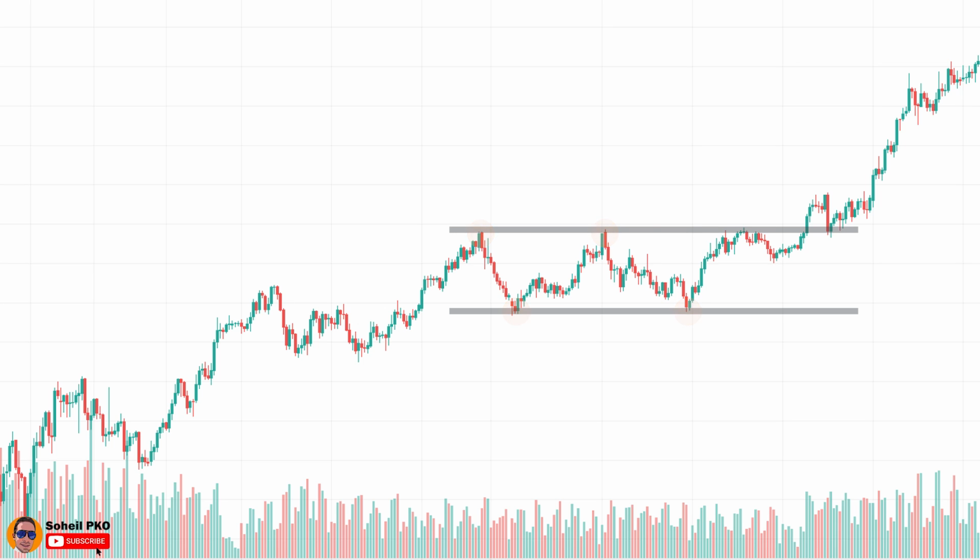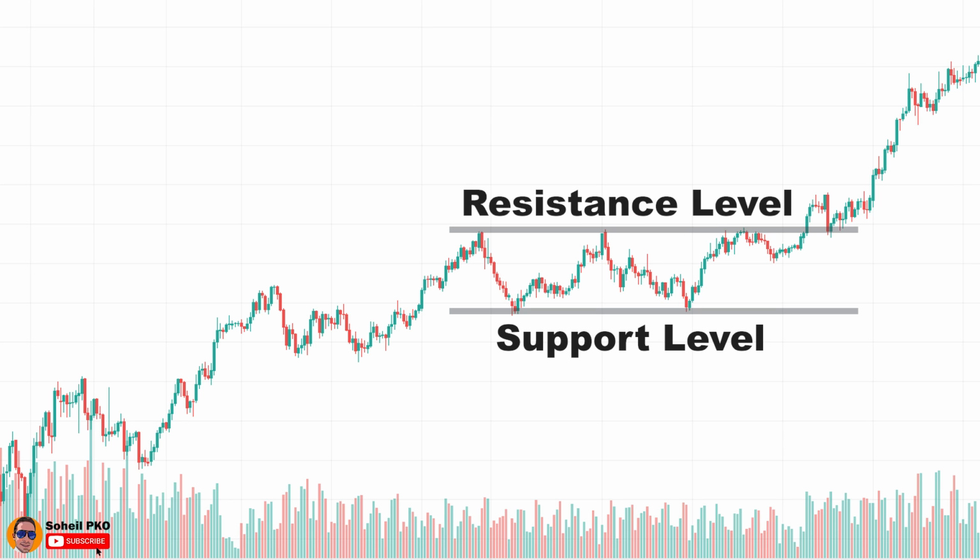The top line is actually a resistance level and the bottom line a support level. And please pay attention that they are not necessarily a line and they can be a zone.